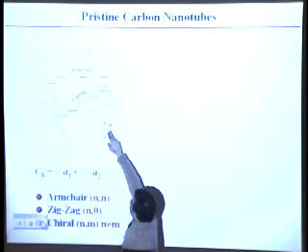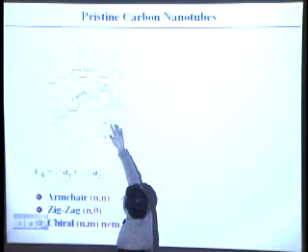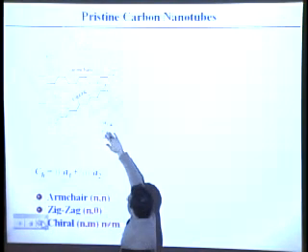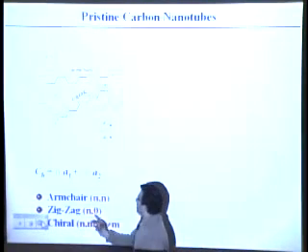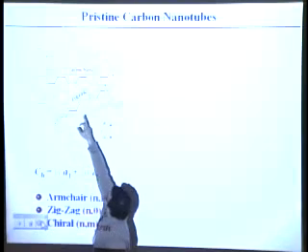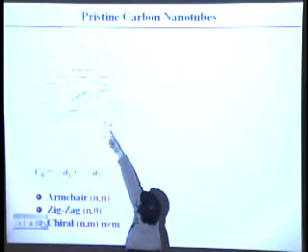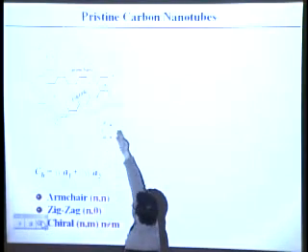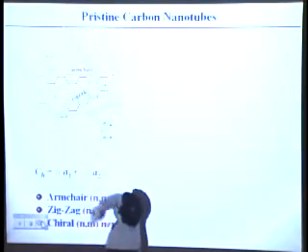A zigzag nanotube is one in which you have a chiral vector made by an integer number of times A1 and 0 times A2, or vice versa. So it's in the form n,0 or 0,m. You see this blue vector for the zigzag is going to be 1, 2, 3, 4, 5 times A1. So this will be the zigzag nanotube, and you see this zigzag pattern.